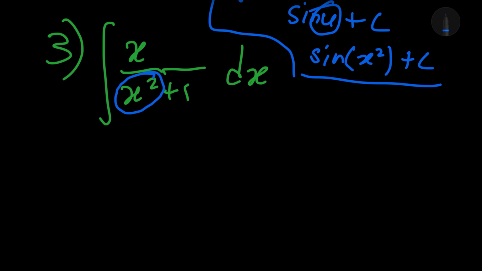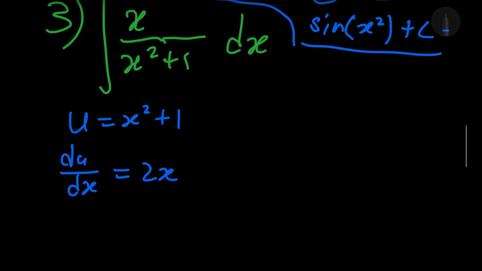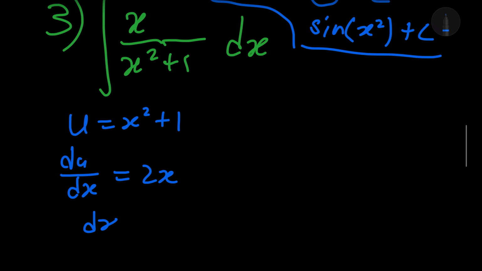We can also see that if we take the derivative of x squared here, it'll simplify to 2x, and then we can cancel that 2x with this x. And then this 1 can just get cancelled out if we take its derivative. So then we can set u as x squared plus 1. So then we get du over dx is equal to 2x, and dx then is equal to du over 2x.